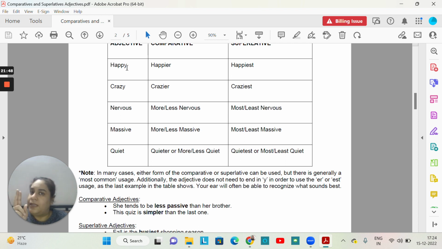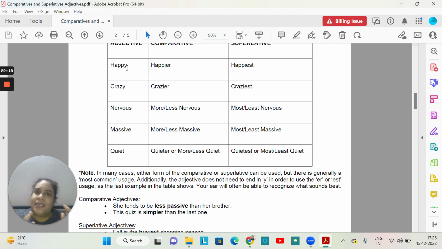Now massive is different. It does not end with a Y. Yes, it has an E in the end, but still it gives you a very consonant feeling, massive. So you will say more massive, less massive, most massive, least massive. You cannot have massiver and massivest. It does not work like that.